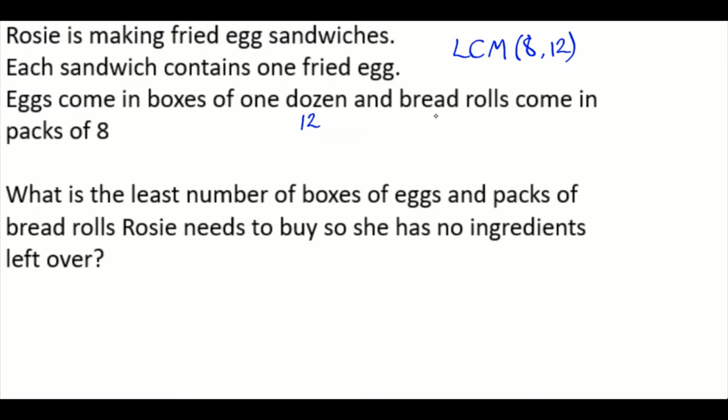Now you can use the Venn diagram method, you can use writing out the multiples. Personally, if it's a relatively small pair of numbers like these, I would just go ahead and write out the multiples.